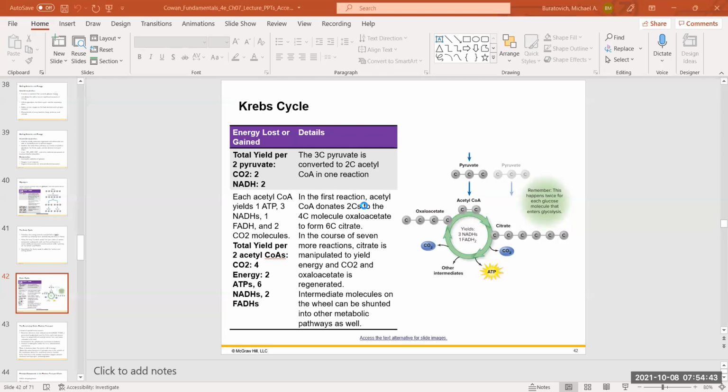Now, what's the enzyme that catalyzes this reaction? It's that big complex in mitochondria and also in bacteria. Its abbreviation is PDH.